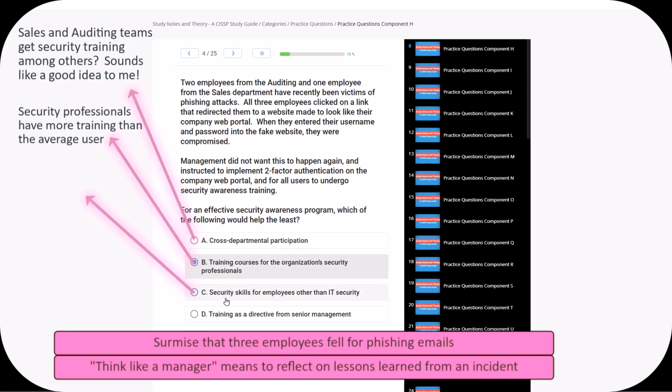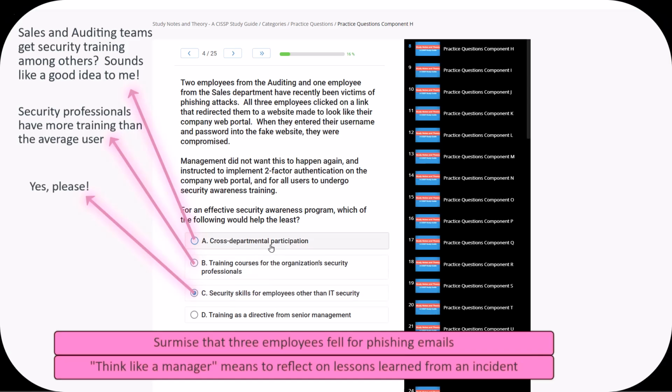Security skills for employees other than IT security. That's a big help as part of a security awareness training program. You want to impart some sort of security skill. It doesn't have to be something hardcore like, let's talk about iris versus retina scan and which one's better, but basic security skills. Learn how to identify a phishing attack. When you get an email, hover over the link to make sure it's not redirecting you to something else. It's going to an authentic website. Make sure a website has HTTPS, not HTTP, and a valid certificate. Those are just basic security skills for anybody other than IT security. So I'm going to say this would help quite a bit.